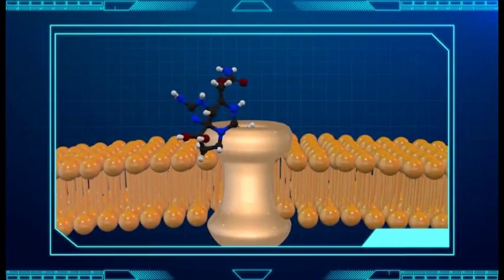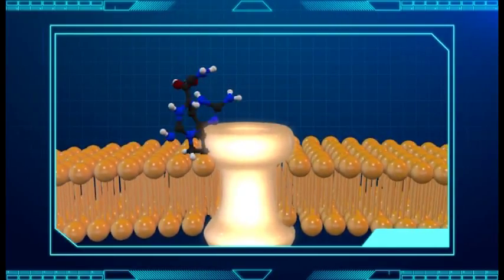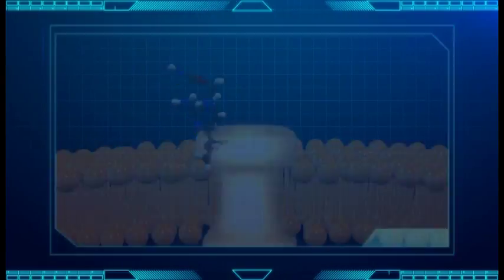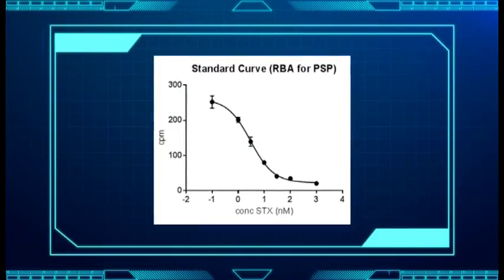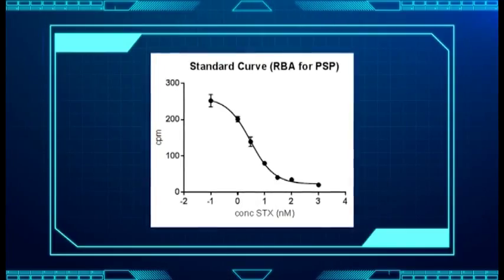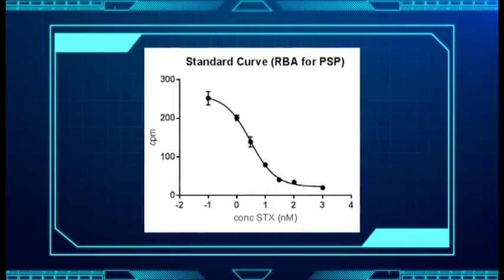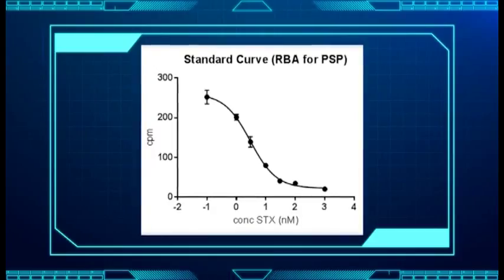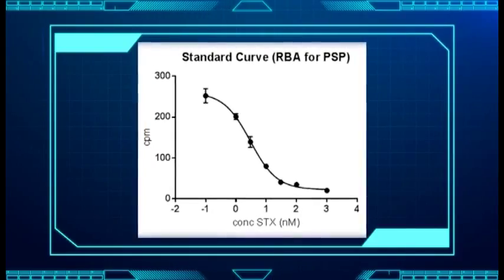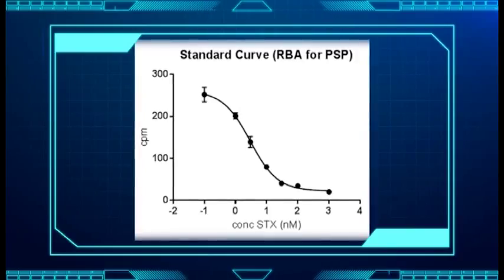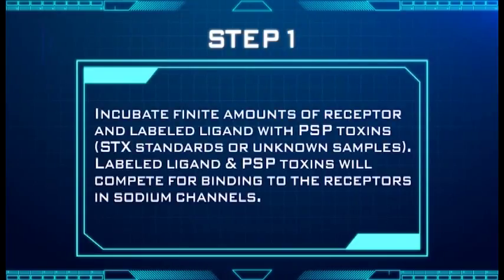Since PSP toxins will bind to the receptors at an affinity equivalent to their toxic potency, the amount of remaining receptor-bound tritiated saxitoxin can be used as a measure of the total toxicity of the sample. A standard curve, generated using known concentrations of the unlabeled saxitoxin standard, is referred to determine saxitoxin concentrations of unknown samples. Step 1. Incubate finite amounts of receptor and labeled ligand with PSP toxins, STX standards, or unknown samples.